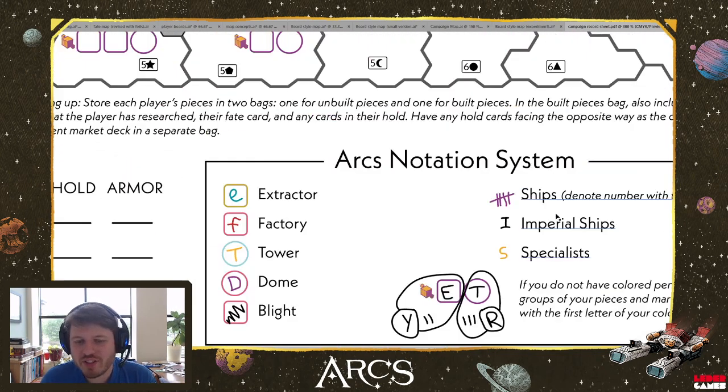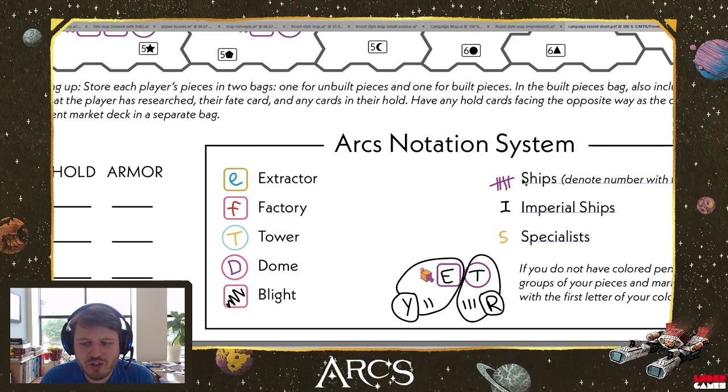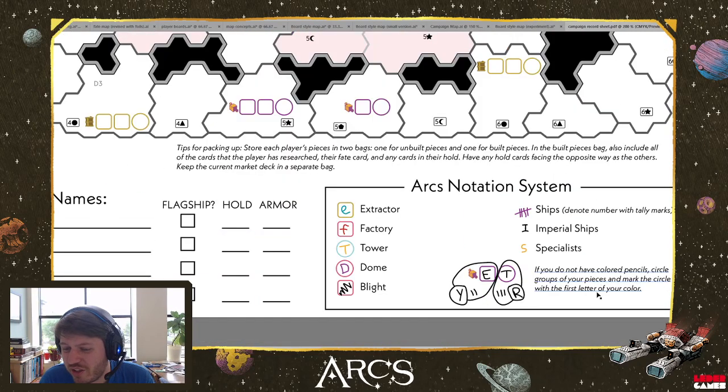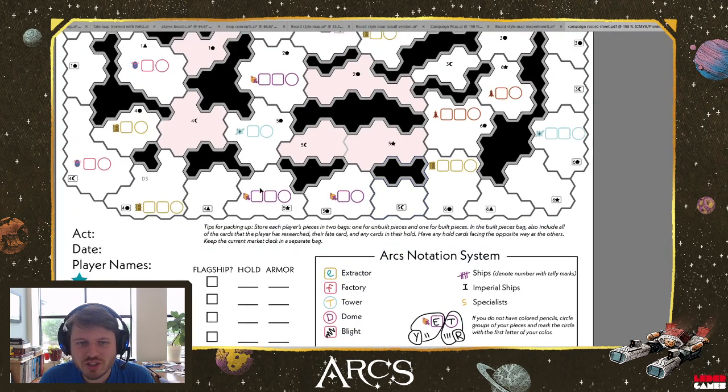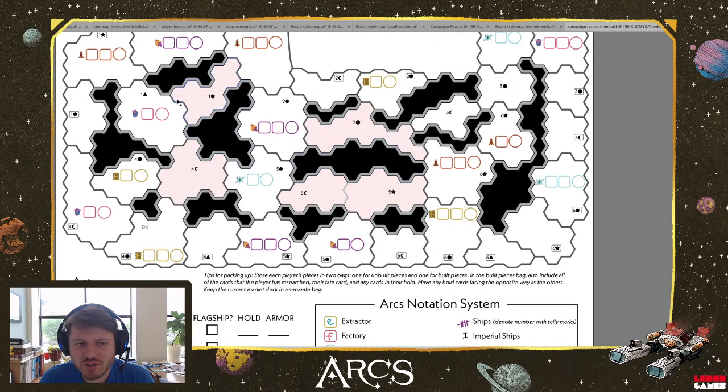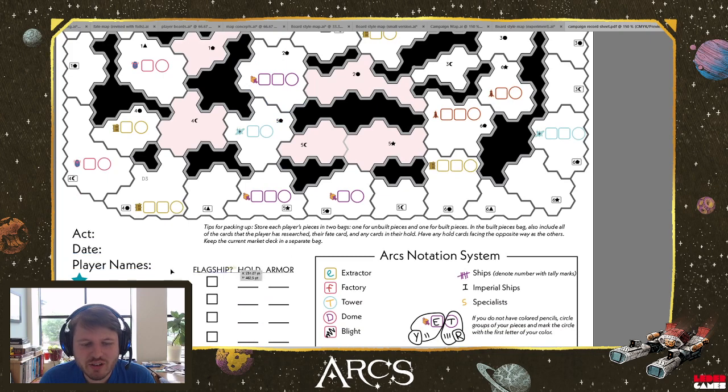And so we have this little notation system here, and we might see about including colored pencils, or we'll think of something else, but here's how you mark the different structures, and then use tally marks for ships, and you just capture the board state. And it's not that hard at all. It takes a few minutes.